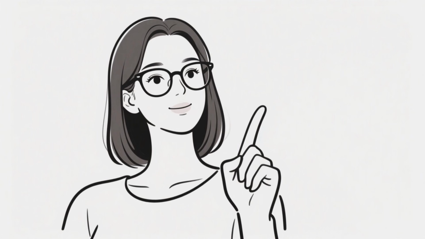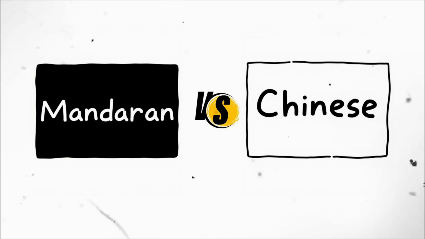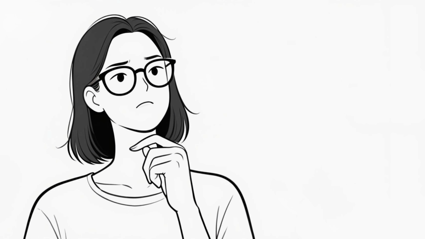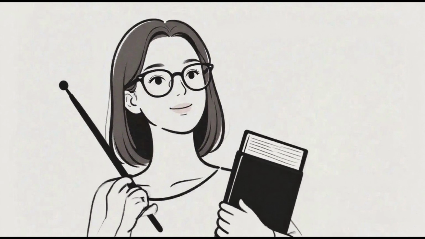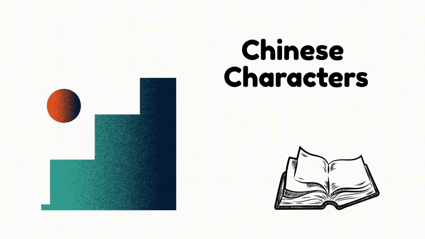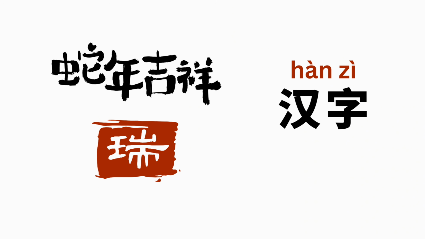In the last class, we talked about what Mandarin is and the difference between Mandarin and Chinese. Well, you can't talk about Chinese without talking about Chinese characters. So in this lesson, you will learn all the basics of Chinese characters. Chinese characters are the symbols used to write Chinese. In China, they are called Hanzi, which means Han characters.